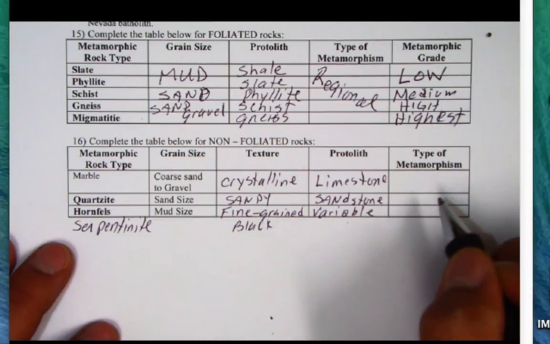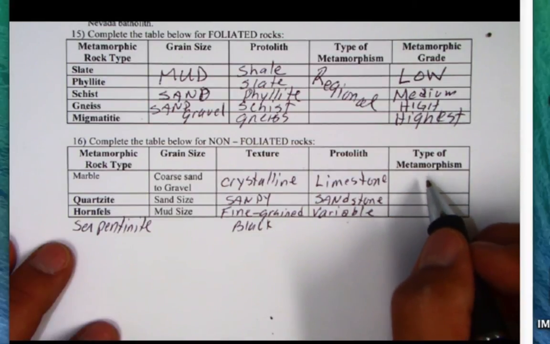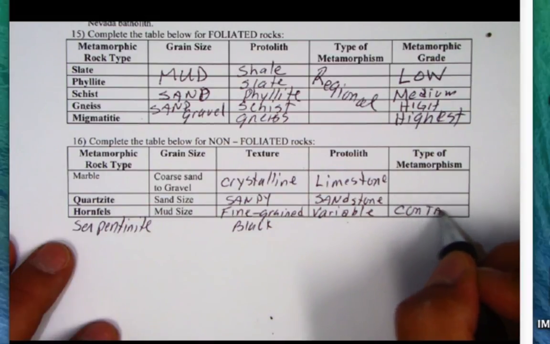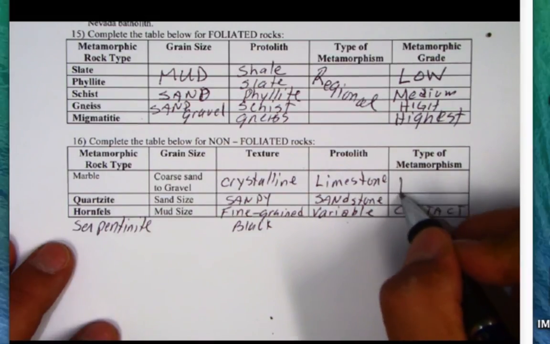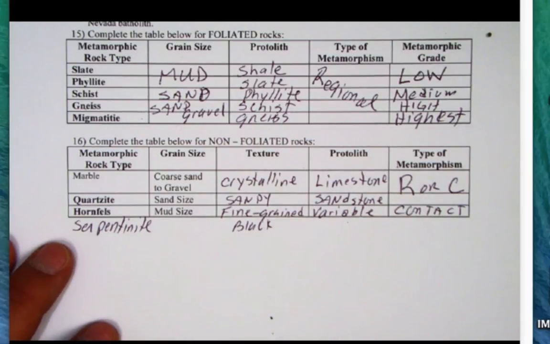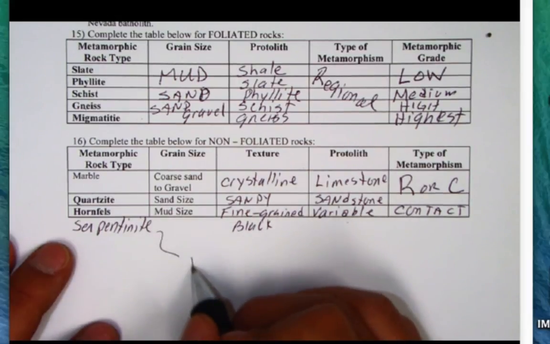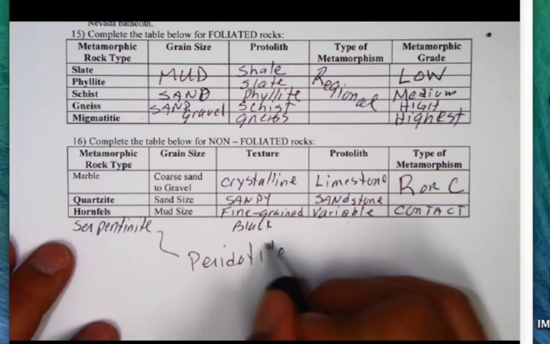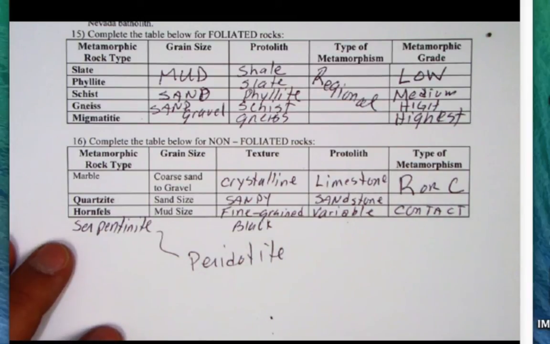And then in terms of metamorphism, remember, hornfels is only contact, whereas these other two can be either regional or contact. So both quartzite and marble can be regional or contact. And remember, serpentinite, we got the peridotite as a protolith, and that's formed by that hydrothermal metamorphism.